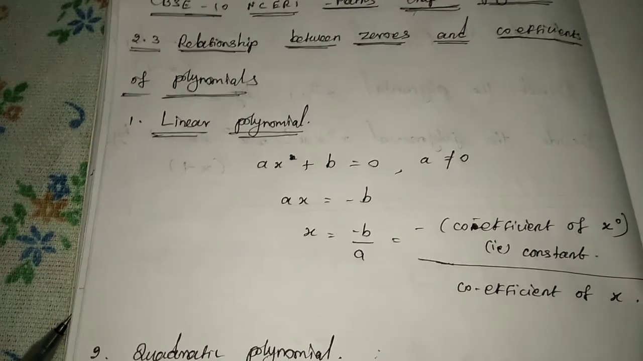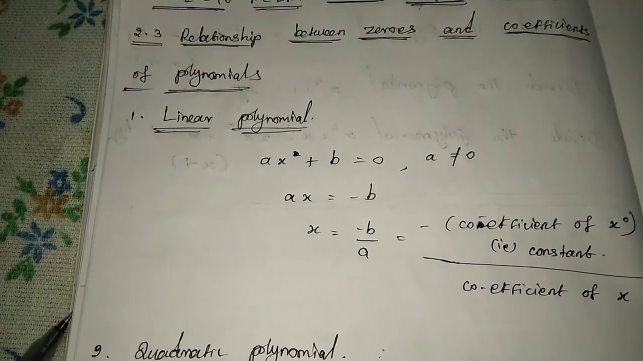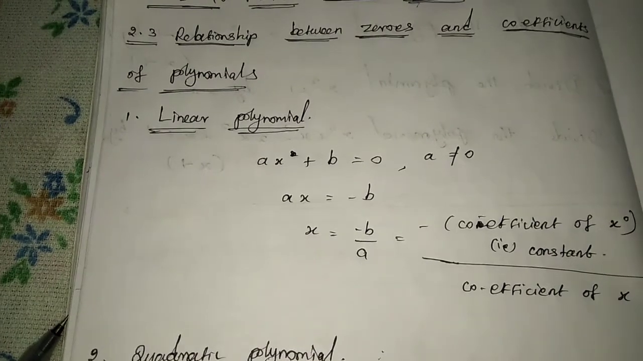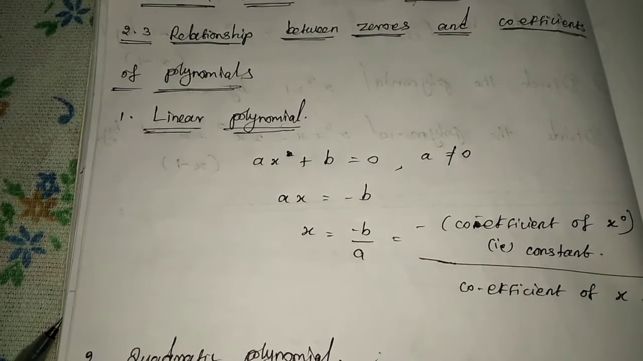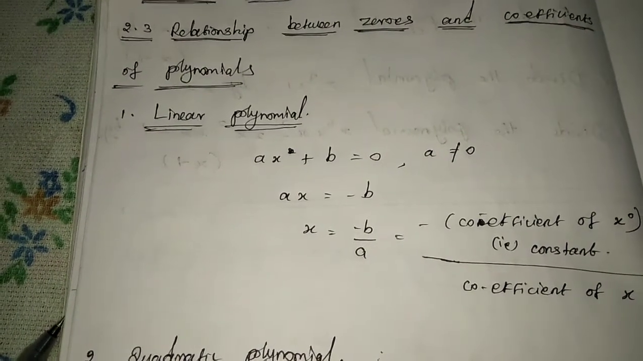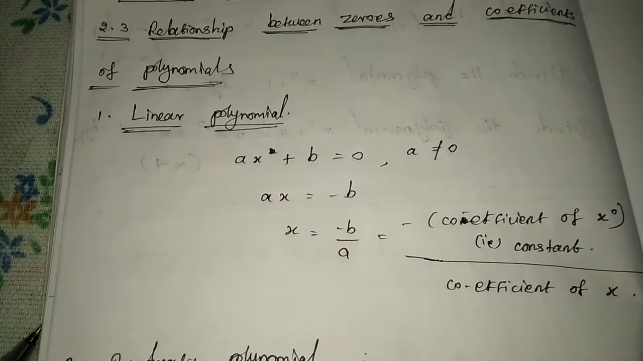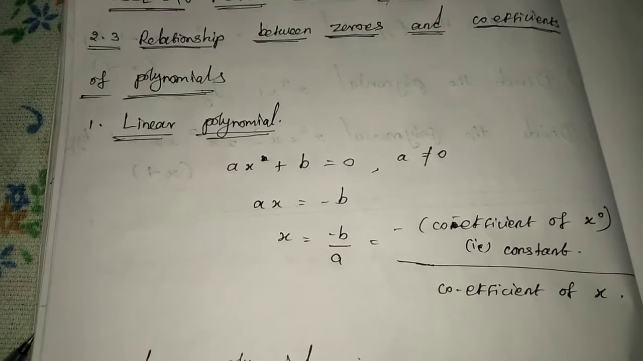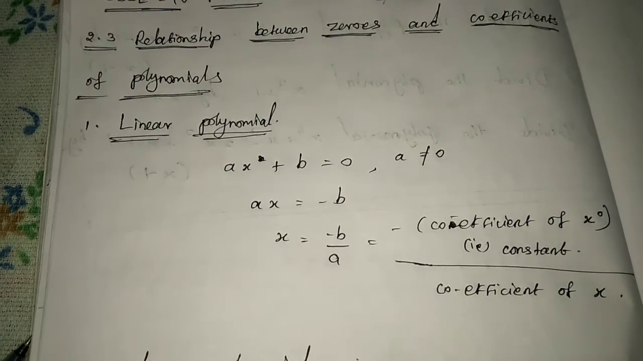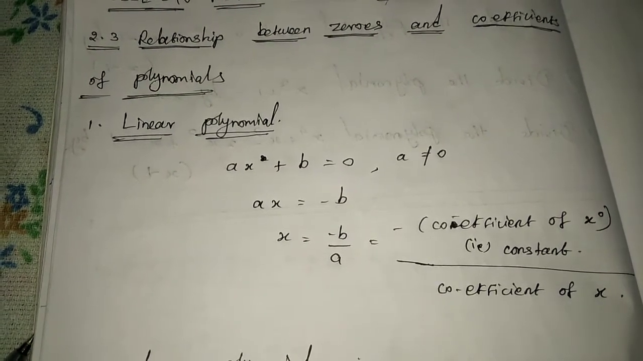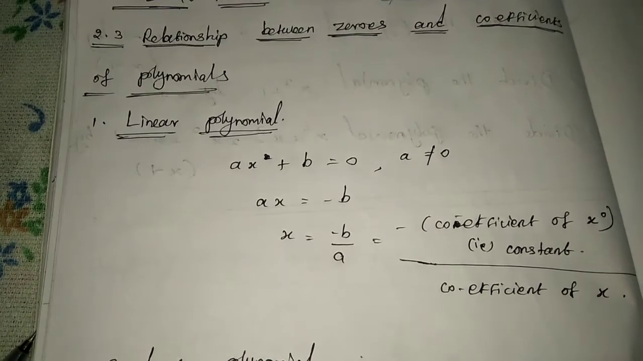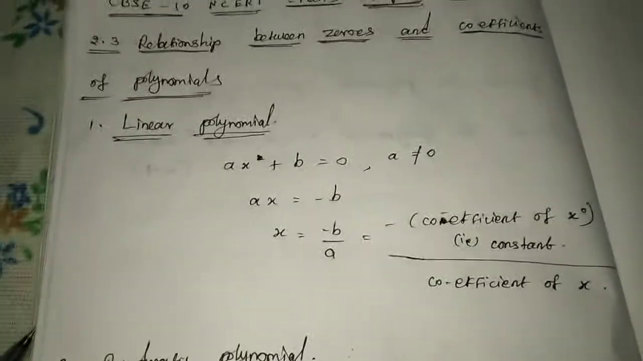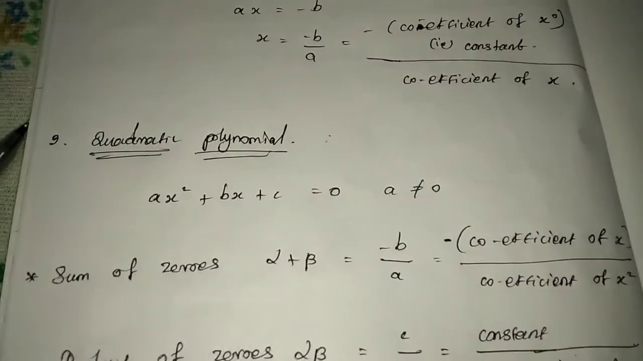So this minus b in the general form is the constant term. So minus of the constant term, divided by the coefficient of x. X naught is a constant, and a is the coefficient of x. Now the relationship between the zero and the coefficients of a linear polynomial is x is equal to minus b by a. Right? Next, quadratic polynomial.